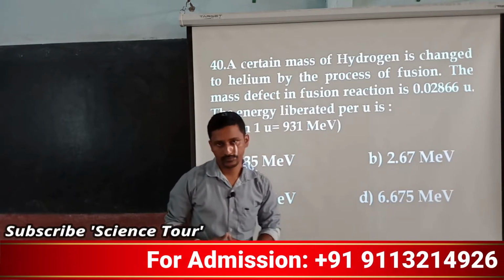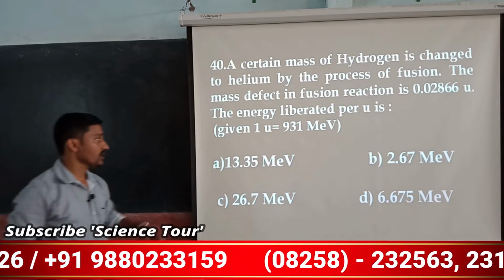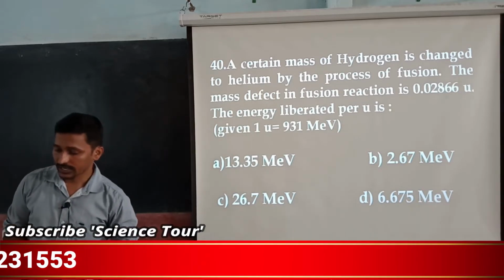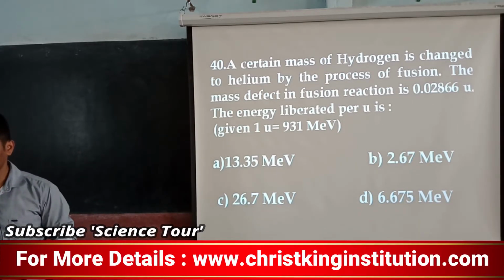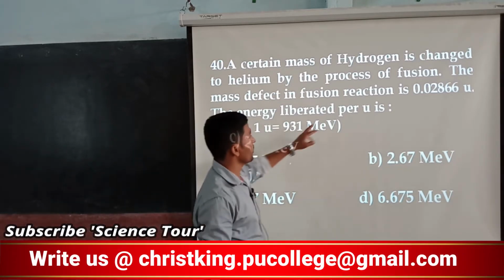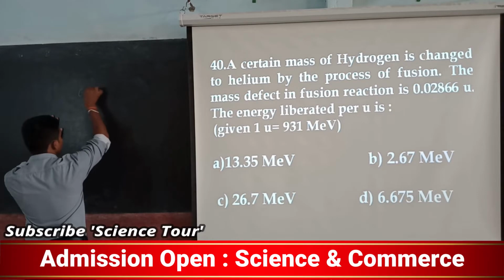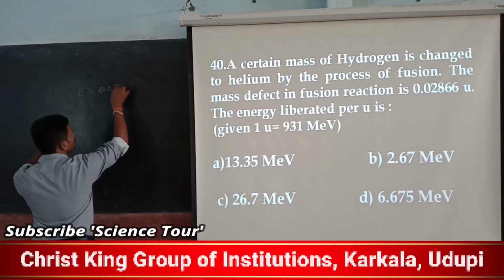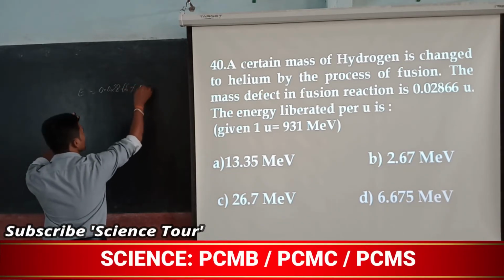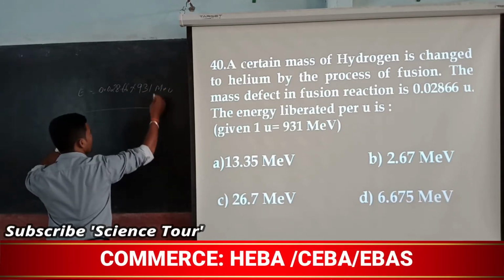0.02866 AMU. Now you have to calculate it, and it is nothing but cross multiplication. Since it is given in AMU, you have to write it down and find the total multiplication. So energy liberated per AMU. So the total energy liberated is how much? That is, total energy is 0.02866 into 931 MeV. The answer you are going to get will be in MeV.